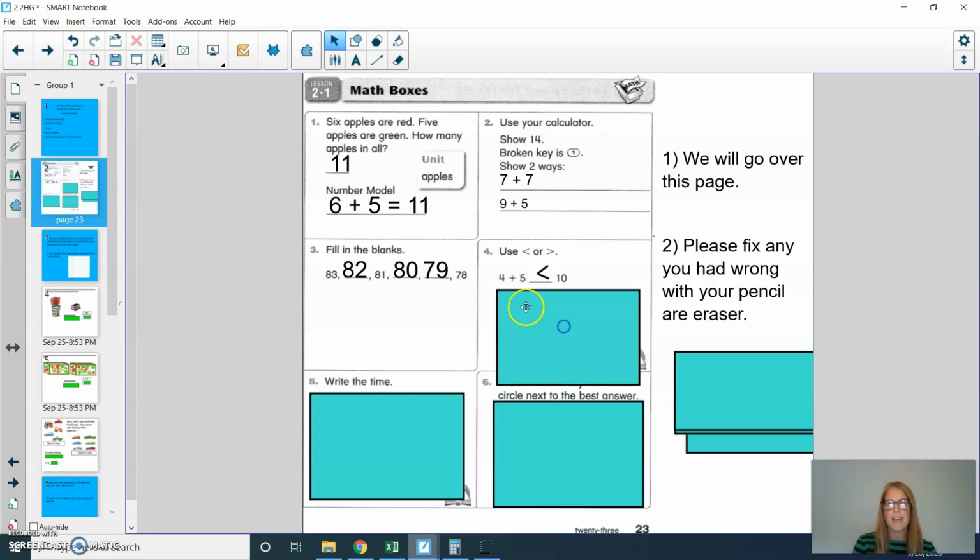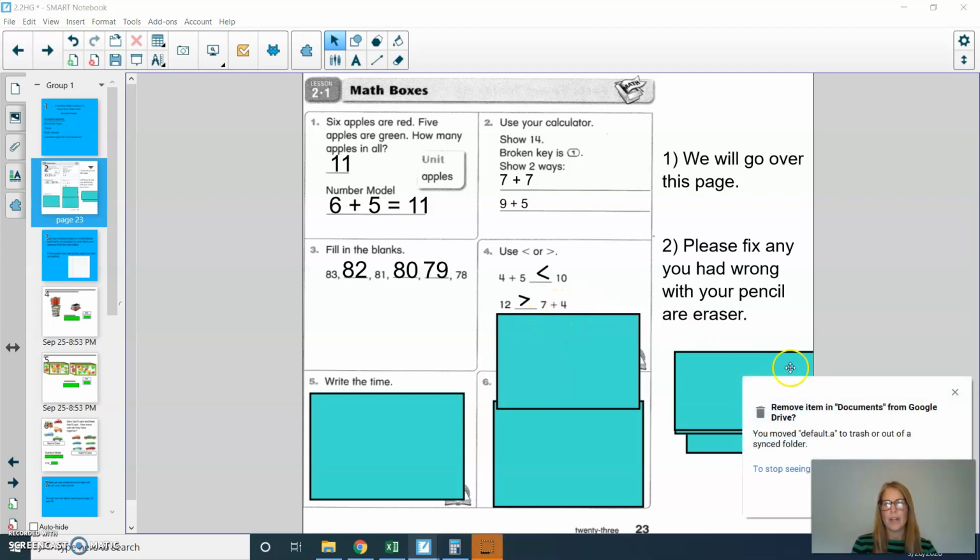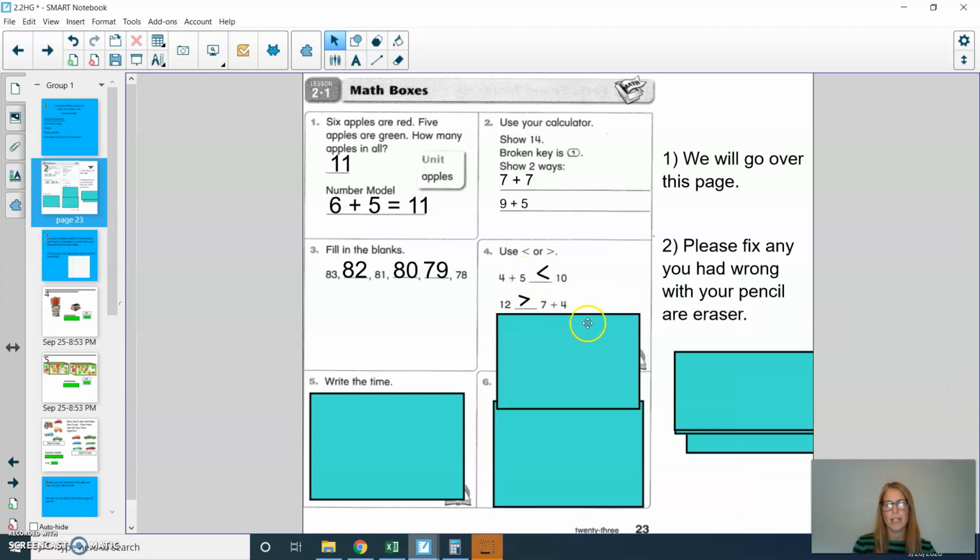So 4 plus 5 we know is 9. So 9 is less than 10. 7 plus 4 we know is 11. So 12 would be greater than 11.